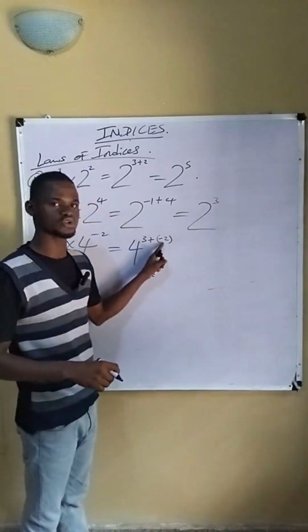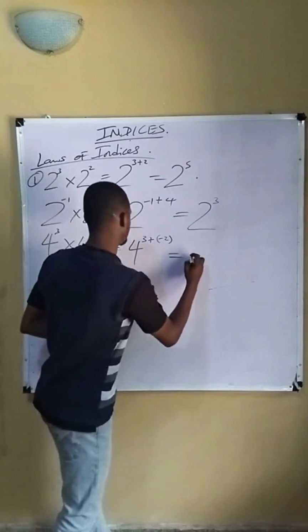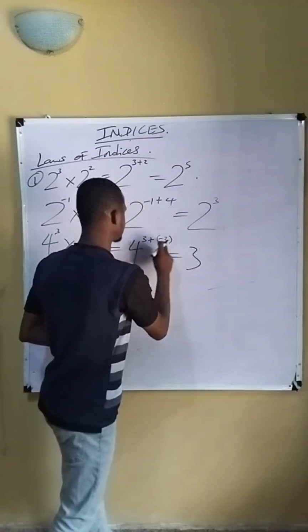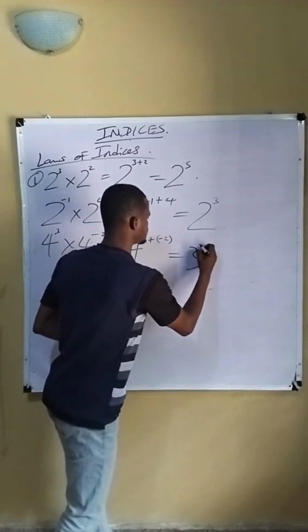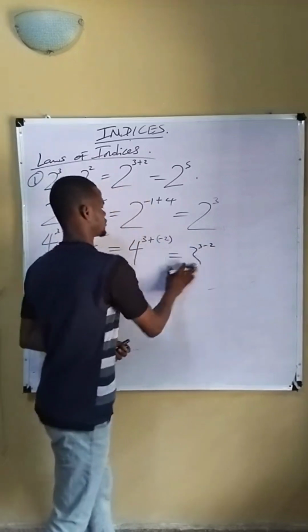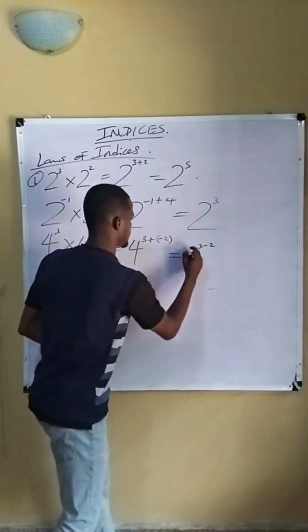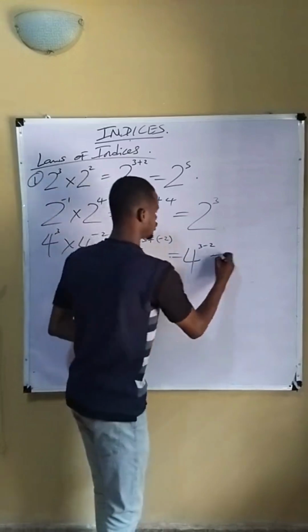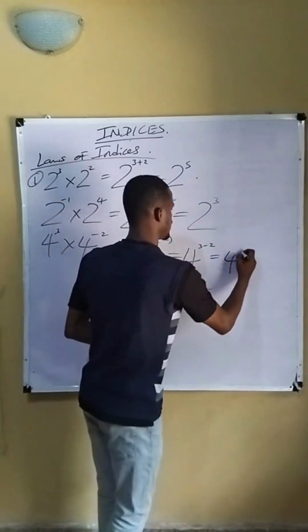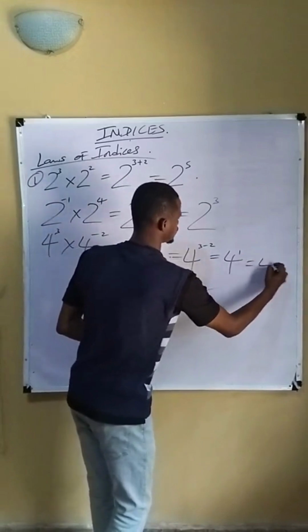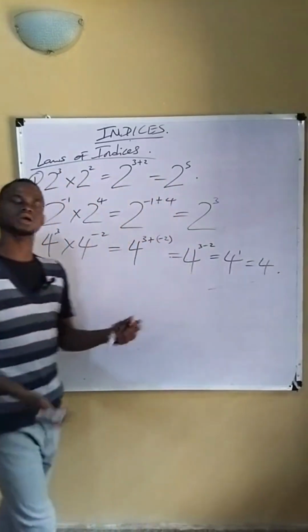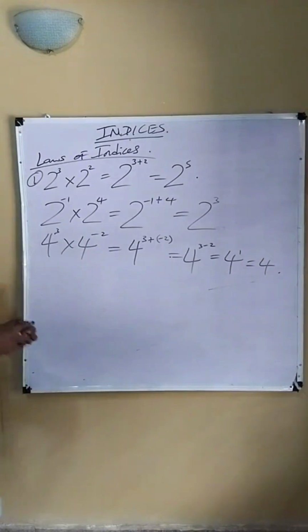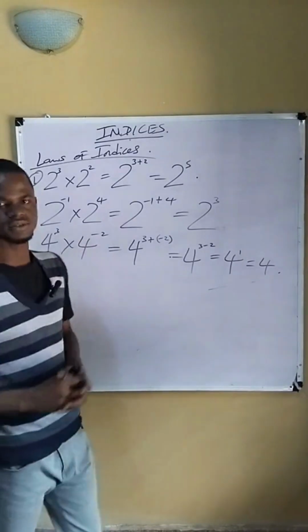Plus times minus will give us what? Minus. We are going to have 3 raised to the power of 4. Plus times minus will give us minus. We are going to have 3 minus 2. Sorry, it's 4. 3 minus 2 will give us what? 1. We are going to have 4 raised to the power of what? 1. 4 raised to the power 1 will still give us what? 4. That will give us the answer. That's all about the multiplication law of indices.